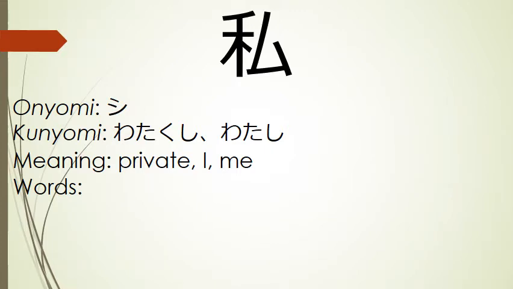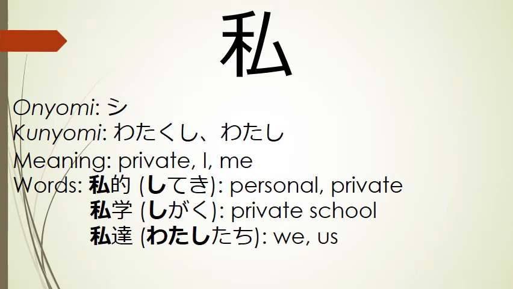So our first new kanji can mean private, I, or me. Its onyomi is shi, and its kunyomi include watakushi and watashi. Words that use this kanji include shiteki, personal or private, shigaku, private school, and watashitachi, we or us.